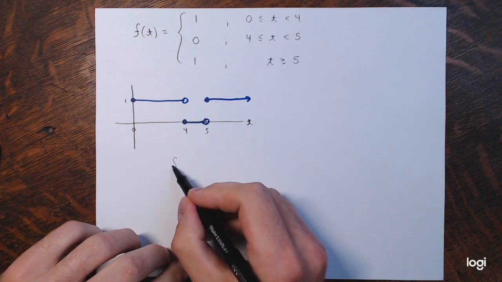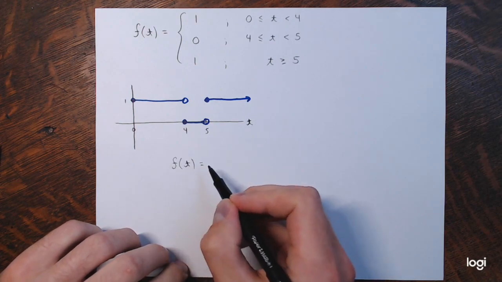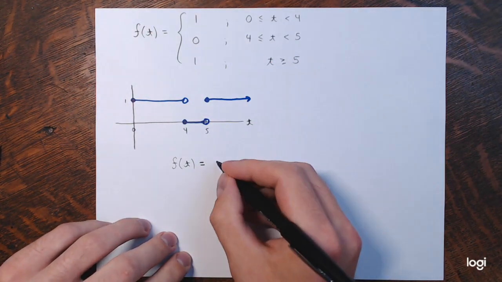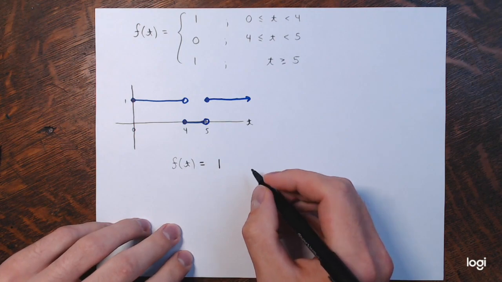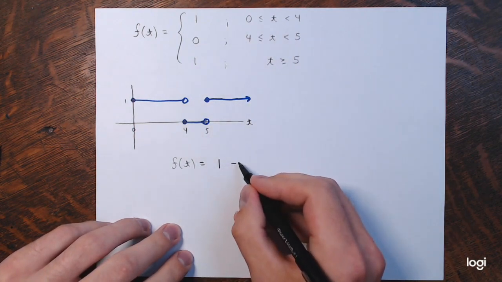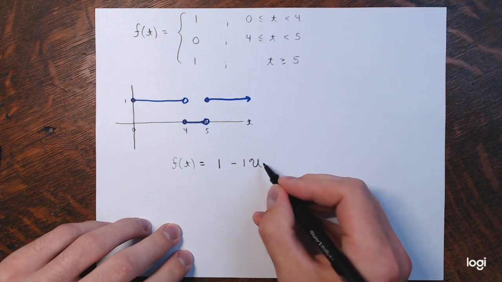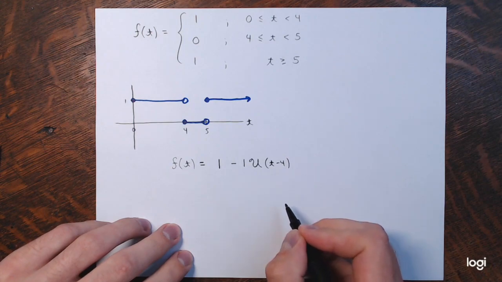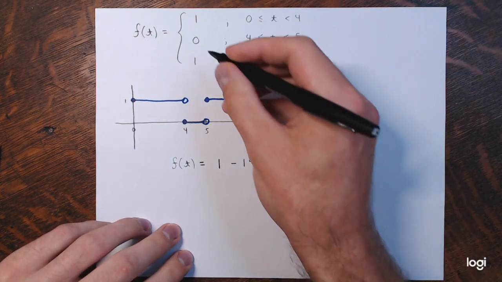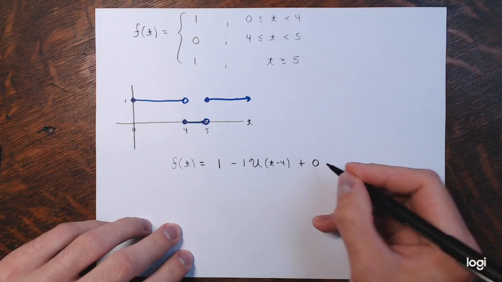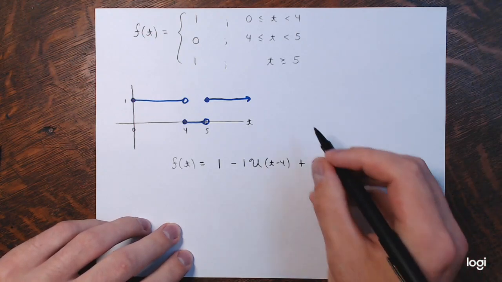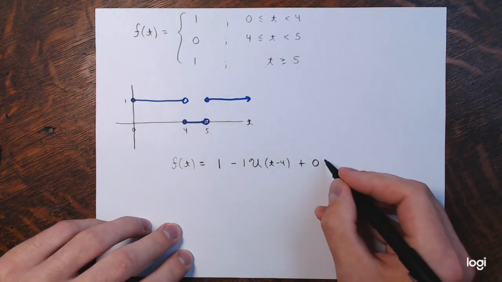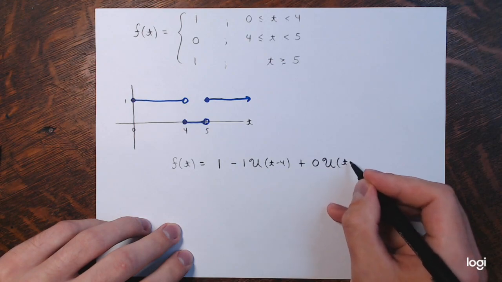And again, I want to write this as a function involving those unit step functions. So first piece, I'll start with 1, and then I'm going to take away that piece after 4. So subtract 1 times the unit step function at t minus 4. And then I'm going to add the next piece, which is kind of silly to write, but I'm going to write it anyway. I'm going to add 0 after 4, so times the unit step function at t minus 4.